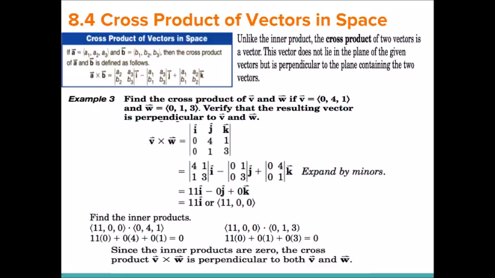If V equals 0, 4, and 1, and W equals 0, 1, and 3, verify that the resulting vector is perpendicular to V and W. So after using that formula, we finally get 11i minus 0j plus 0k. Or we could write it as 11, 0, 0. And to find the inner products, we just multiply those. So 11, 0, 0 times 0, 4, 1, we get 0. Since the inner products are 0, the cross product V times W is perpendicular to both vector V and vector W.